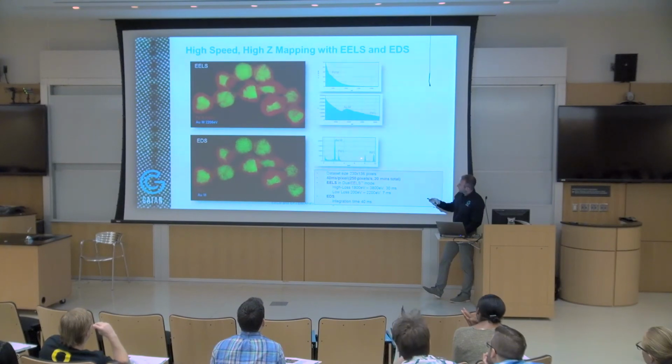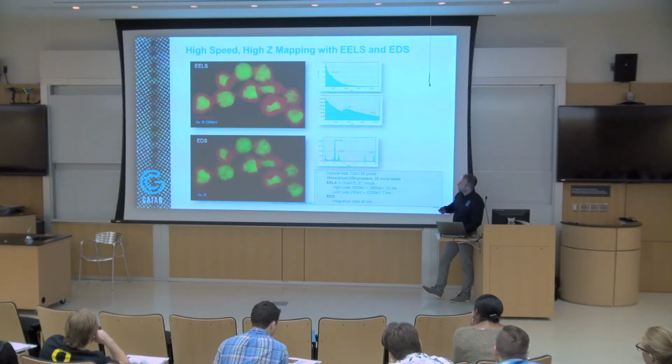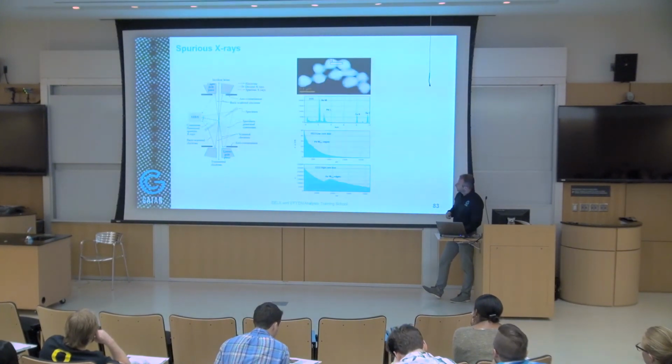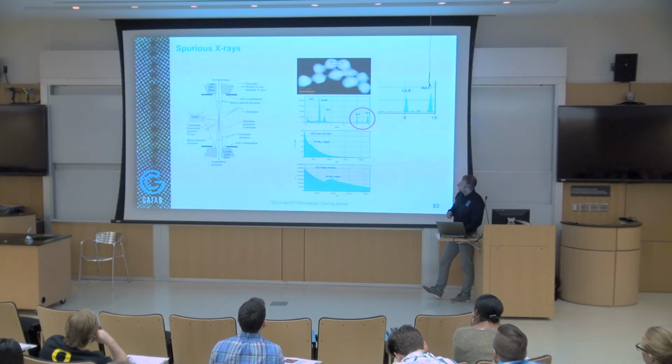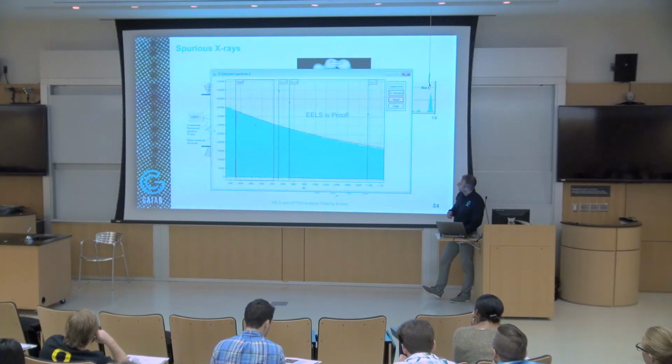The reason is because in EDS, the signal is not localized. And this is because the sample was dispersed onto a copper grid. So you're getting a lot of signal, a lot of X-rays from the copper, which you don't get in EELS because the signal is localized. Well, let me skip this part.